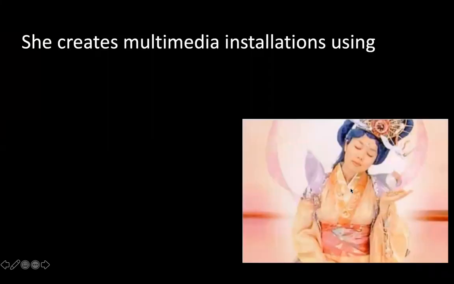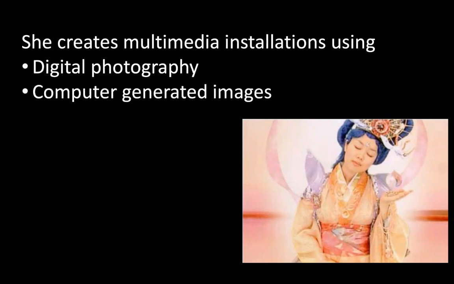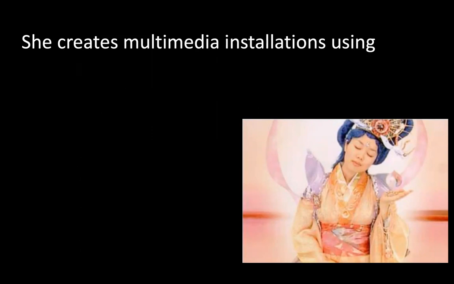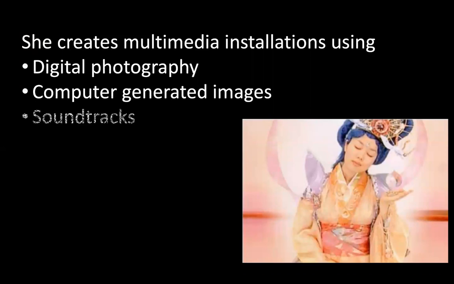Okay, so this is what she's known for doing. Mariko Mori creates multimedia installations. So multi is more than one, media is material. Using digital photography, right? It's a photograph of herself. She is the model, combined with computer generated images. So those little aliens are not photographed. Those are computer generated, added in there.